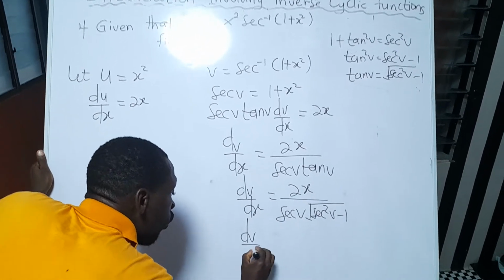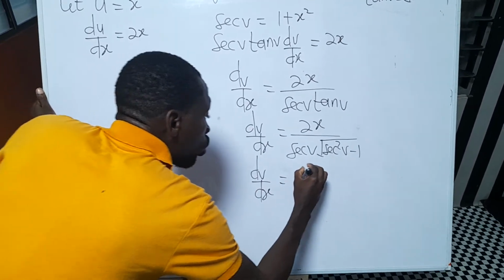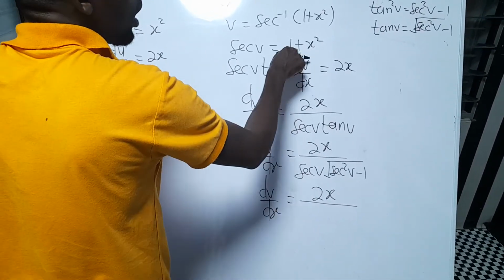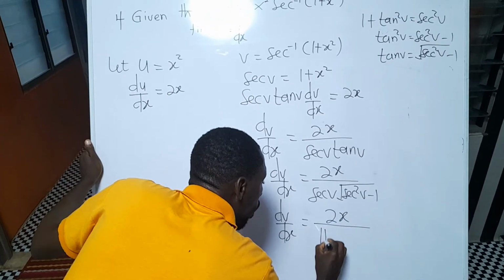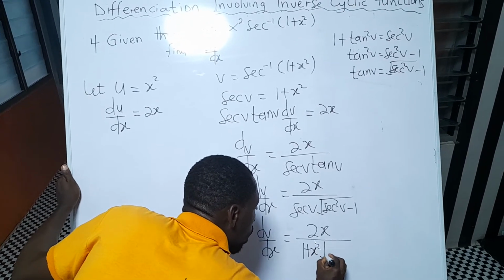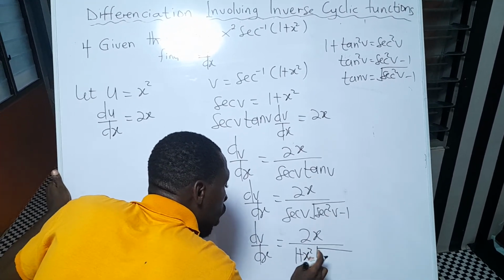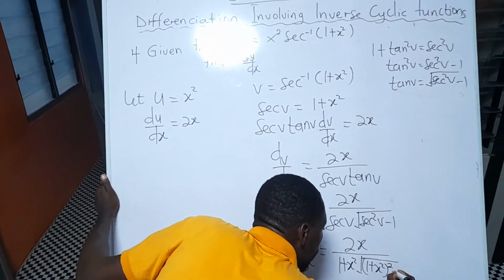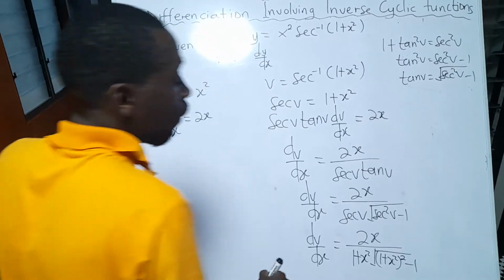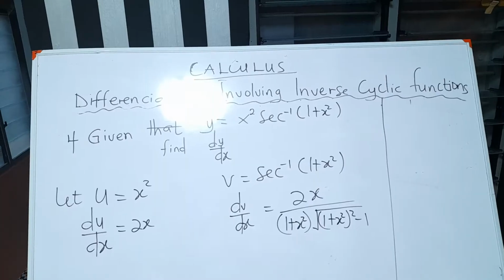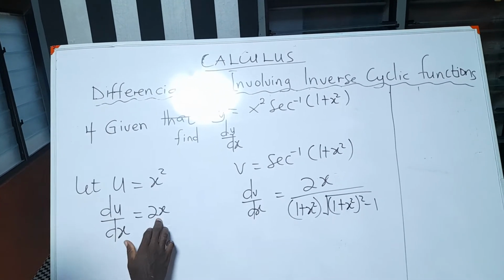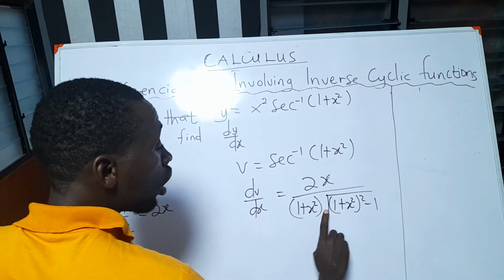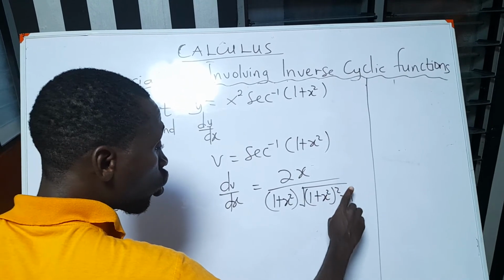So our dv over dx will be equal to 2x all over, what's sec v? Sec v is 1 plus x squared. So that 1 plus x squared, and the sec v inside the square root again is 1 plus x squared. So we have 1 plus x squared all squared minus 1. So we have our dv over dx to be 2x all over 1 plus x squared, times the square root of 1 plus x squared all squared minus 1.